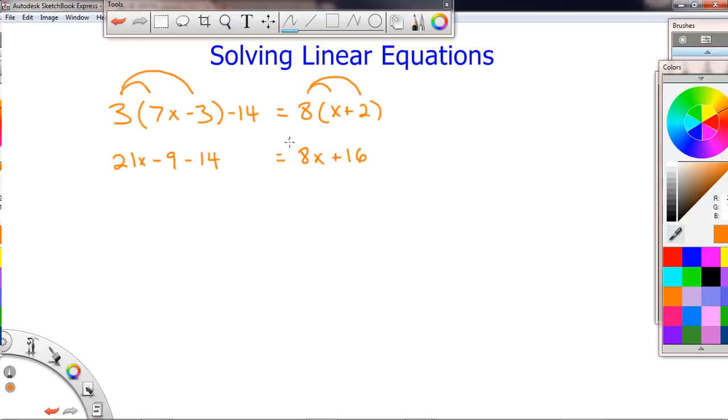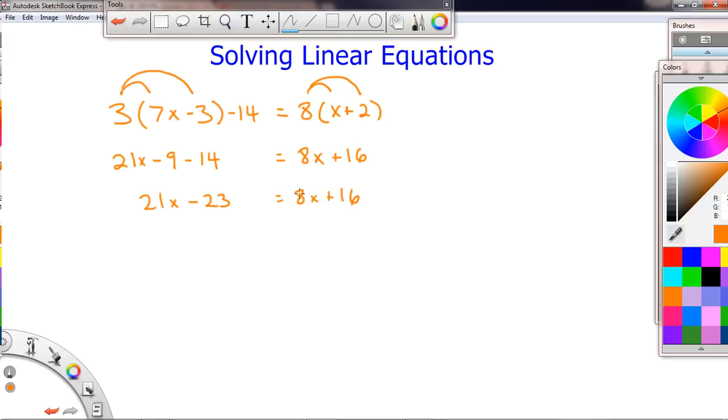Okay, now I'm going to go ahead and combine my like terms, and then we have an equation that looks kind of similar to our last example. 21x. Well, negative 9 minus 14 is minus 23. Nothing changes on the right side. And now I have an equation that has x's on both sides of the equation.